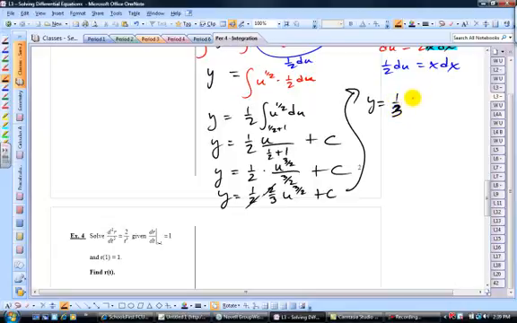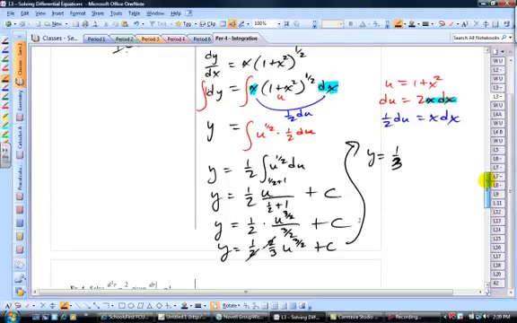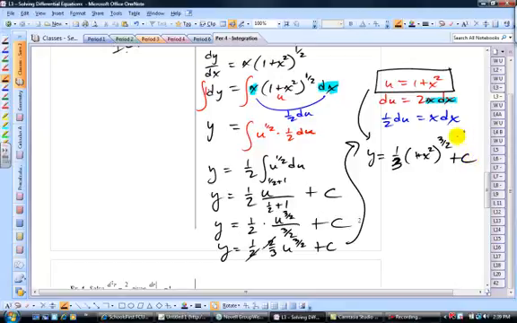And we get y is equal to 1/3 times u, but what's u? Well, let's look above here. It's right here: 1 plus x squared, raised to the 3/2 power plus c. There's your general solution.